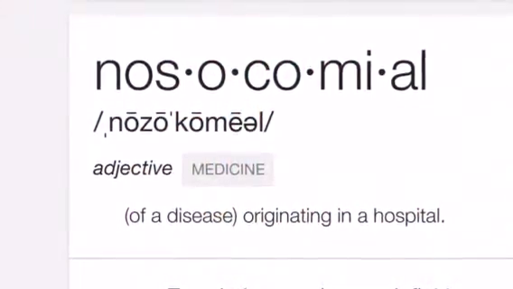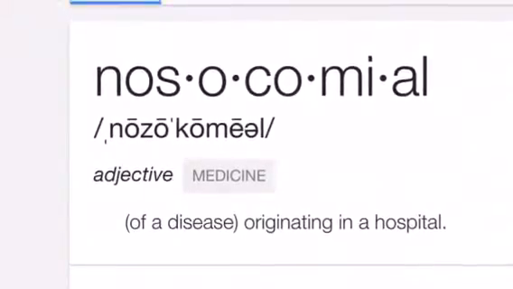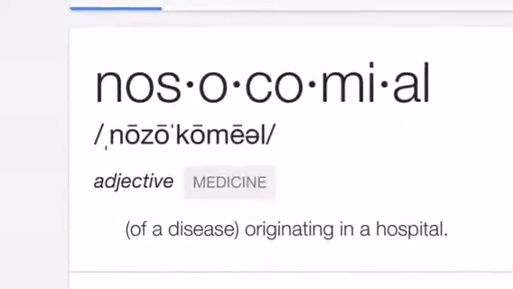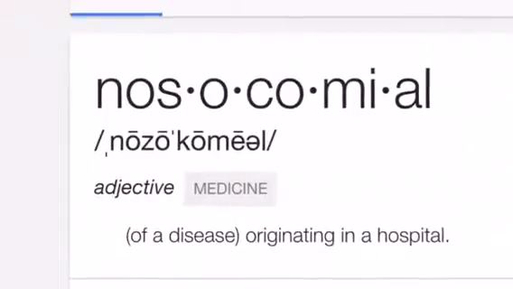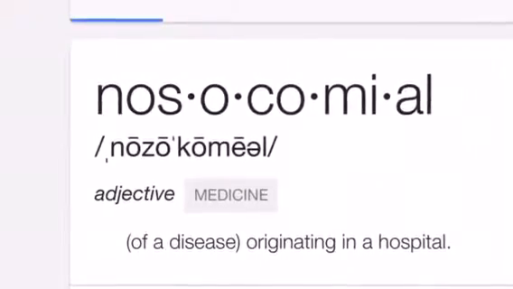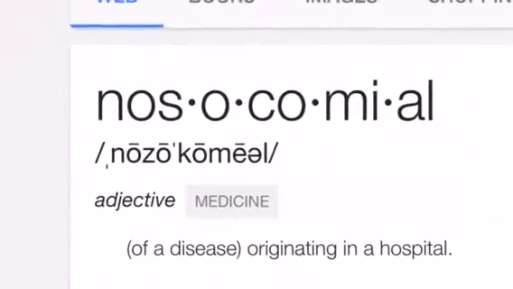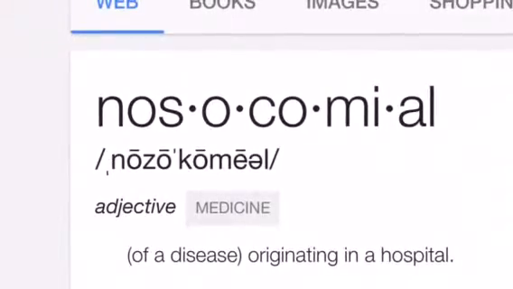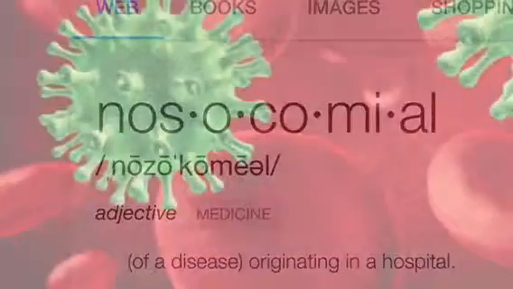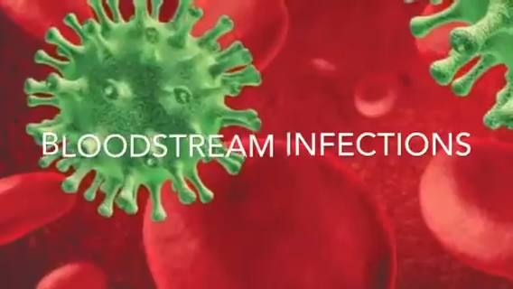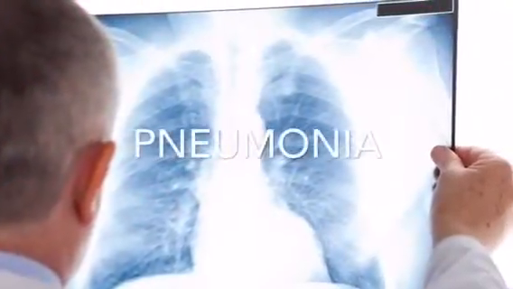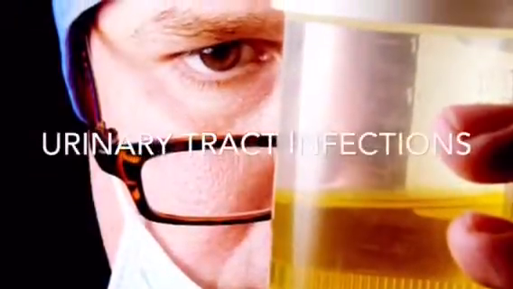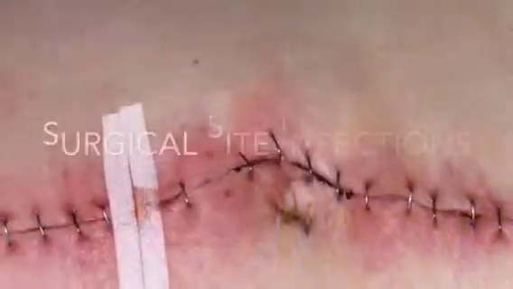A hospital-acquired infection, also known as a nosocomial infection, is an infection whose development is favored by a hospital environment and is acquired by a patient during a hospital visit. They are caused by viral, bacterial, and fungal pathogens. The most common types are bloodstream infections, pneumonia, urinary tract infections, and surgical site infections.